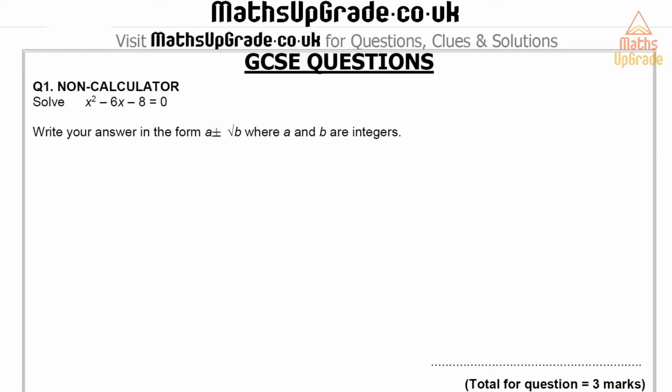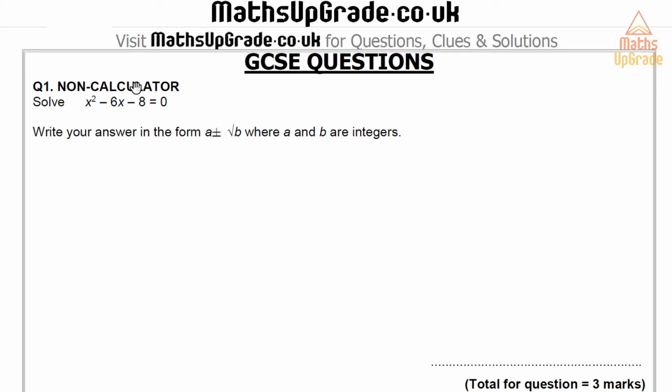Now there's four ways to solve a quadratic. You can either use the quadratic formula, you can factorize, you can complete the square, or you can solve it graphically. This video is all about the first three methods. If you want to solve graphically, that's covered in a separate video.